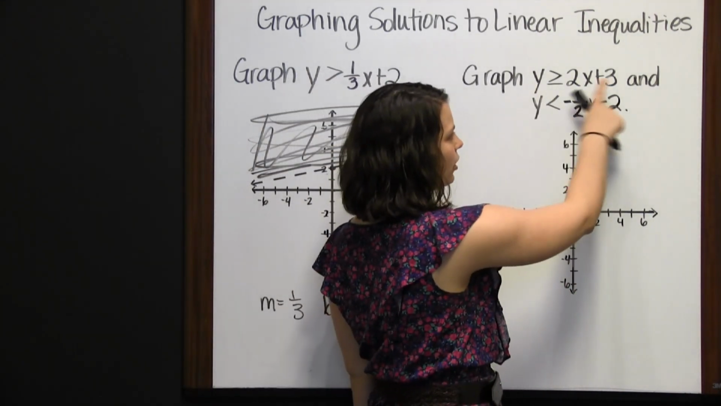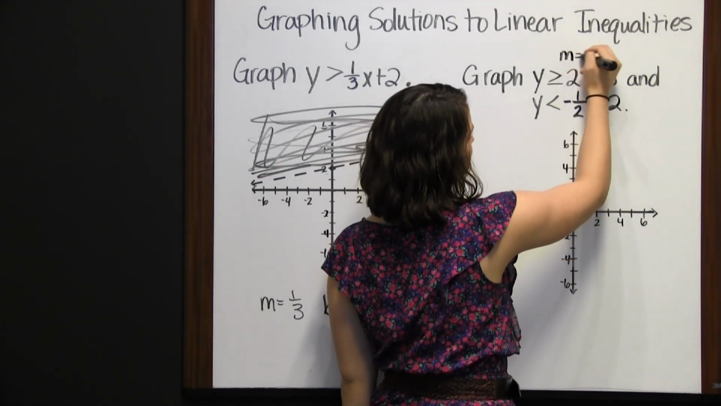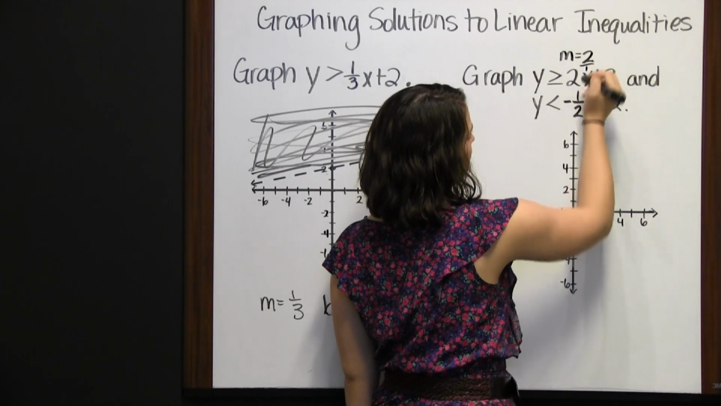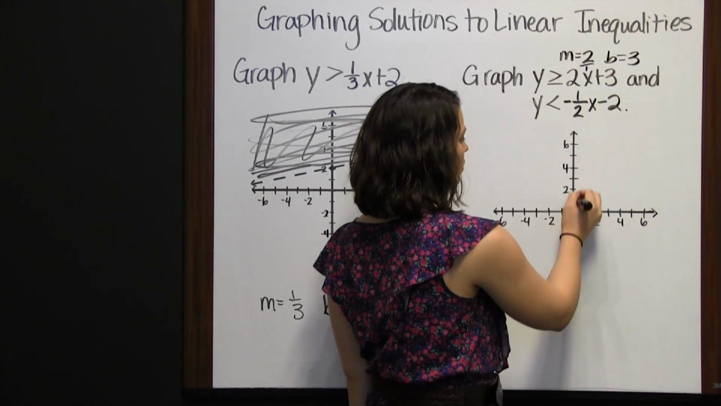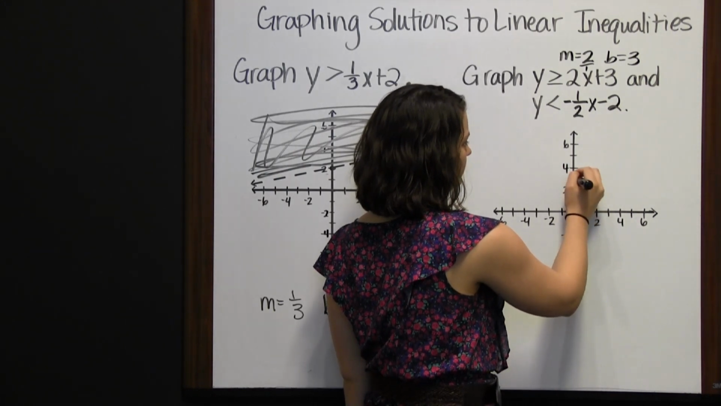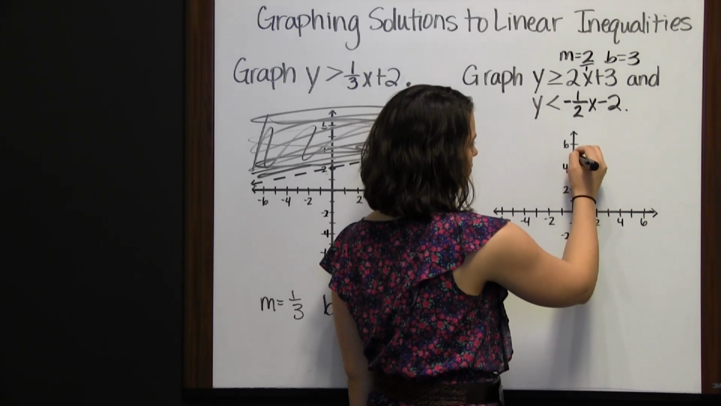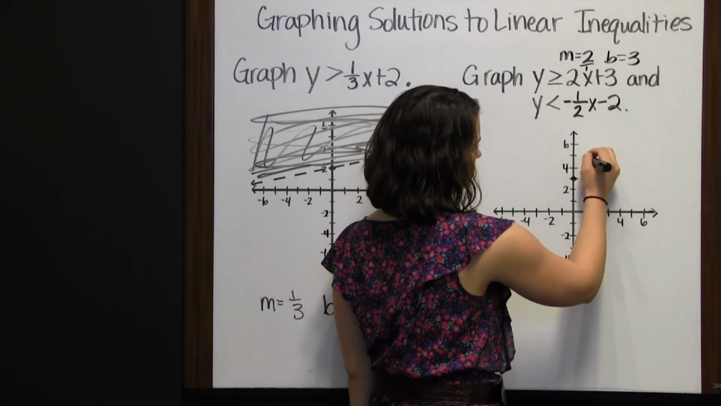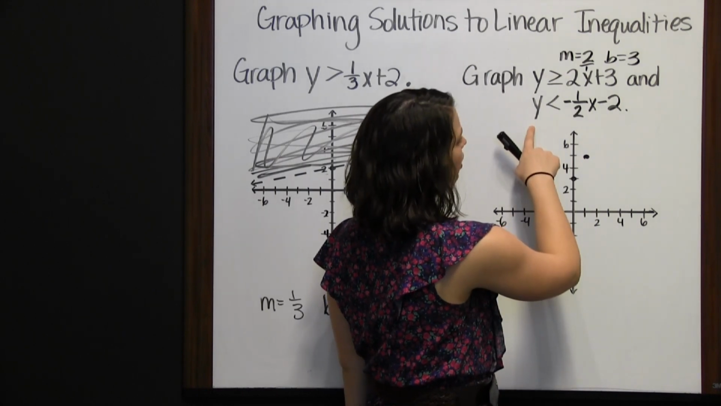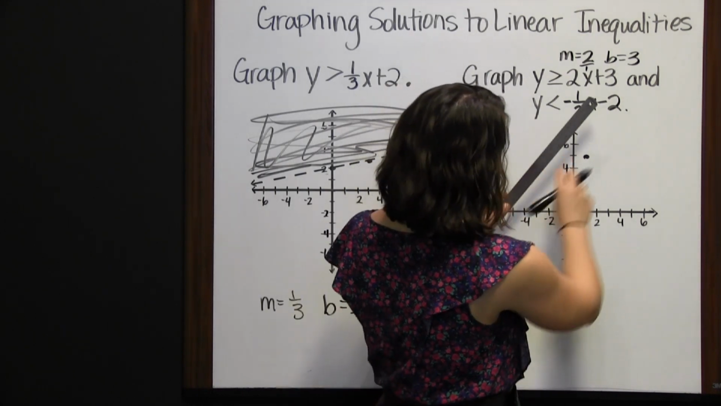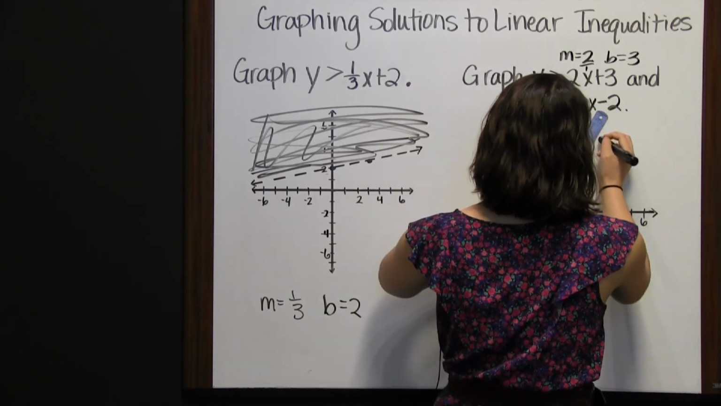And again, it's in slope-intercept form. So our slope here is 2, or 2 over 1, and our y-intercept is 3. So we start with 3, up 1, 2, 3. And then we use our slope, rise 2, run 1. Now we can draw our solid line through these points, because again it's a greater than or equal to.